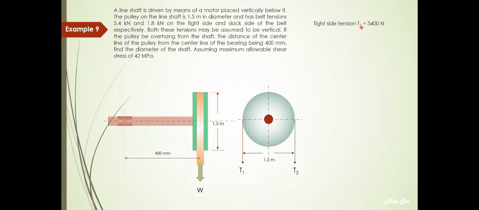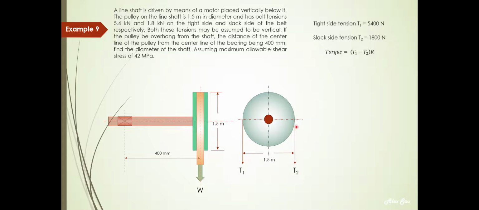So first thing, the tight side tension is given as 5.4 kilonewton, that is 5,400 newton. The slack side tension is 1,800 newton or 1.8 kilonewton. So for the torque, the belt tension T1 and the belt tension T2, these forces are tangent to the circumference of the pulley, so we can call this the tangential force. If you take T1 here, multiply by the radius, you get a turning moment in the anti-clockwise direction based on T1.